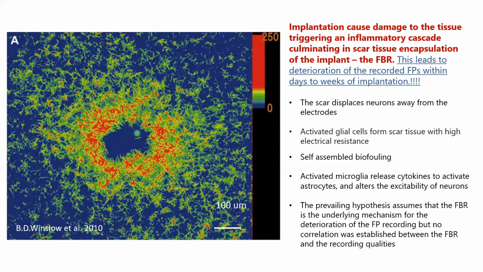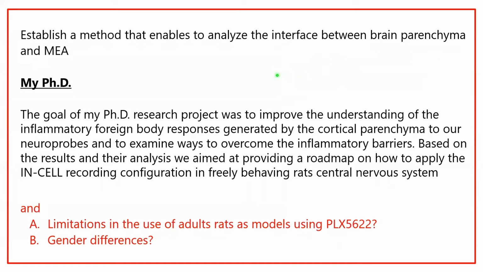self-assembled biofouling of the electrode by proteins that increase the impedance of the electrode, and neurotoxic environment in the vicinity of the electrode as a result of cytokines expressed by activated microglia. It's important to note here that despite a large number of studies, no correlation between the foreign body response intensity and dimensions to recording quality has been found. And also, without eliminating this mechanical barrier, the configuration in which a neuron engulfs our mushroom or any three-dimensional electrode cannot occur. So now that I have introduced the general background and aim, here is the outline of my talk.